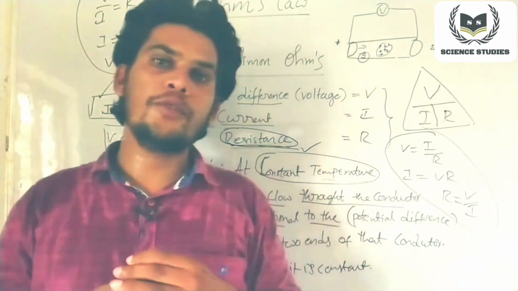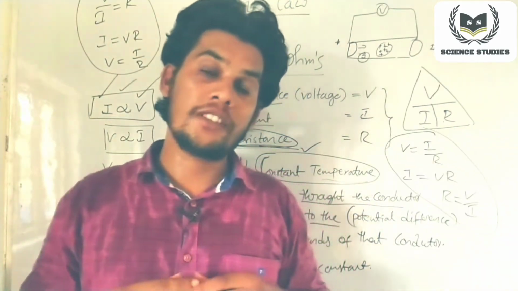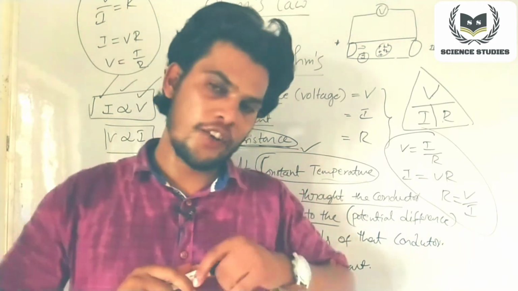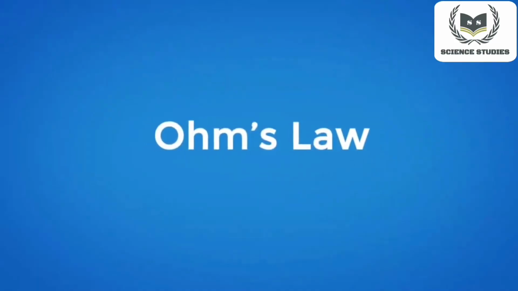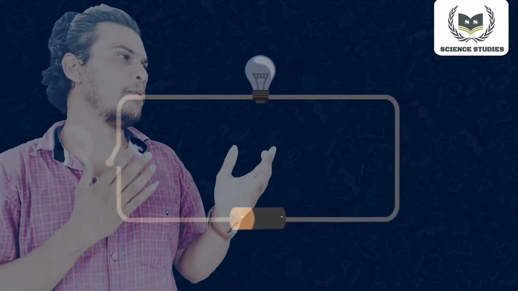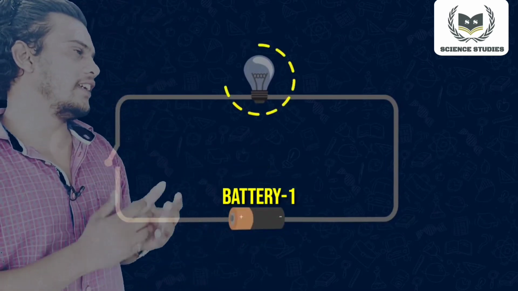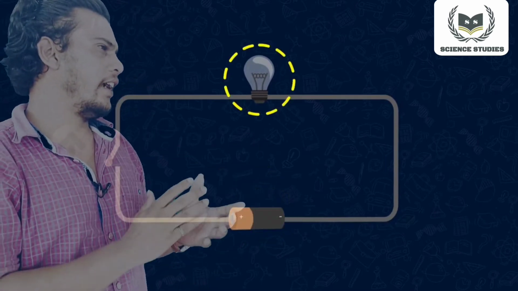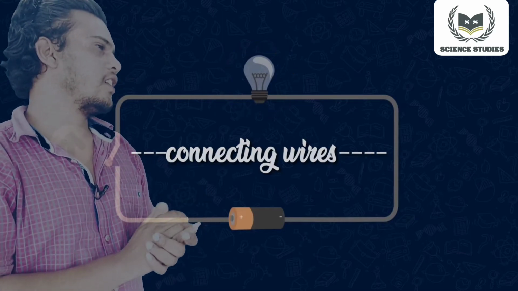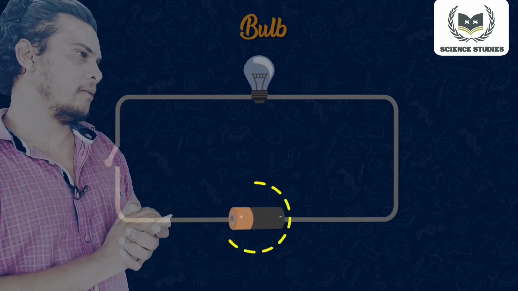Now I am going to describe Ohm's law with an activity. Let's start the activity. Hello students, let's start the experiment to prove Ohm's law. For this I am taking a simple circuit like this. So I frame a circuit with a battery and connecting wires, switch and a bulb.